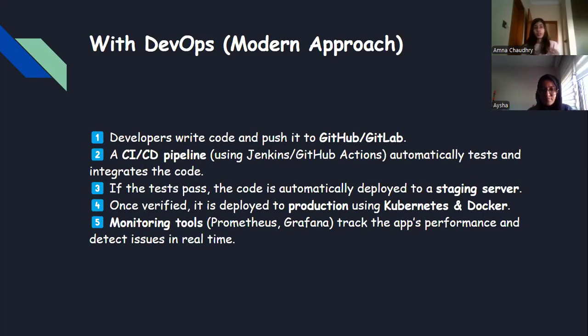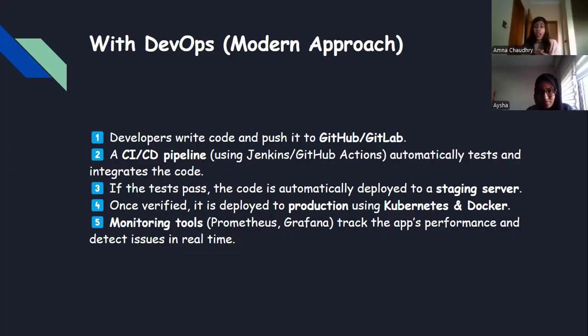Okay, so the modern approach with DevOps is that developers write code and push it to GitHub and GitLab. These are very wonderful tools where you can work with your team, push and pull the code immediately, and everybody can see it. A CI/CD pipeline using Jenkins and GitHub Actions automatically tests and integrates the code.